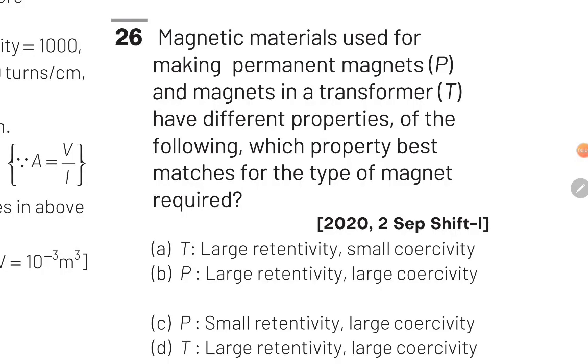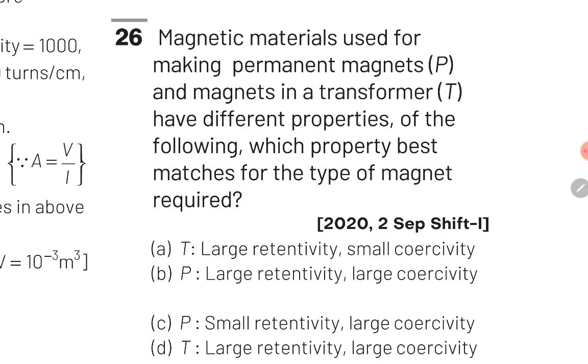Yes students, the 9th question of this chapter is, magnetic materials used for making permanent magnets P and magnets in a transformer T have different properties. Of the following, which property best matches for the type of magnet required? Guys, in this question, we need to understand that for permanent magnets, we require a material which has large retentivity and large coercivity. Guys, इसका लॉजिक बहुत सिंपल है. For permanent magnets, we require a material which can hold magnetization even when external current is removed. इसका मतलब students, it should definitely have large retentivity.